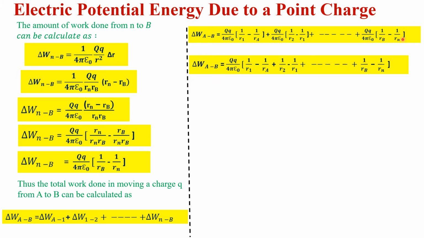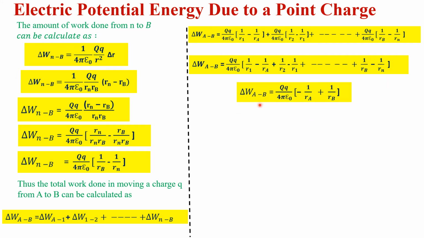As you can see that Q into Q divided by 4 pi epsilon naught is same in this equation, so we can take it as common, and then we get delta W from point A to point B is equals to Q into Q divided by 4 pi epsilon naught into 1 upon R1 minus 1 upon Ra plus 1 upon R2 minus 1 upon R1 plus so on till plus 1 upon Rb minus 1 upon Rn.